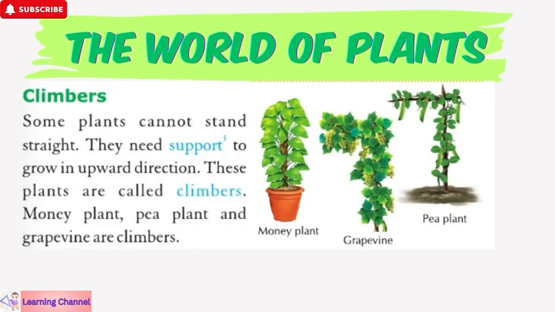Let's explore another type of plants, climbers. Some plants cannot stand straight. They need support to grow in an upward direction. These plants are called climbers. Money plant, pea plant, and grapevine are climbers.